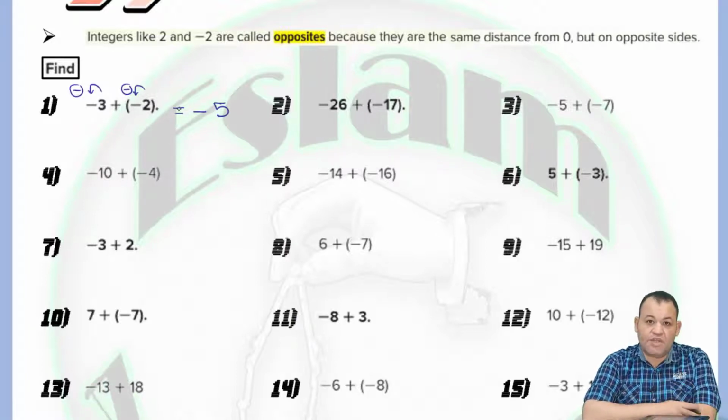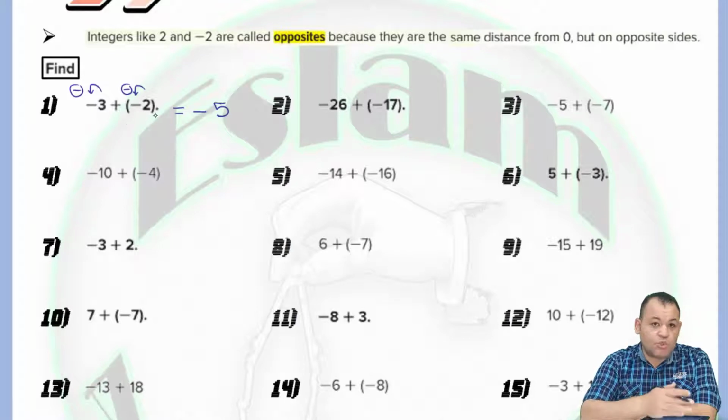We can explain it in another way. In one of the matches you are losing 3. After that you lose again 2. It means the total now you are losing 5. So that is the meaning of negative 3 plus negative 2. You lose 3, then again you lose 2. It means you are losing 5.